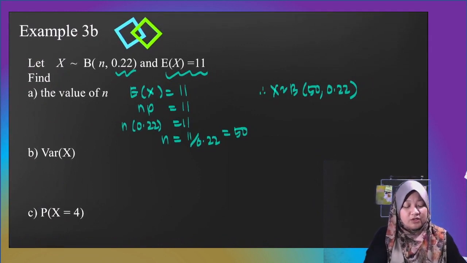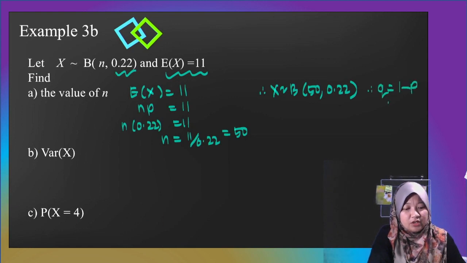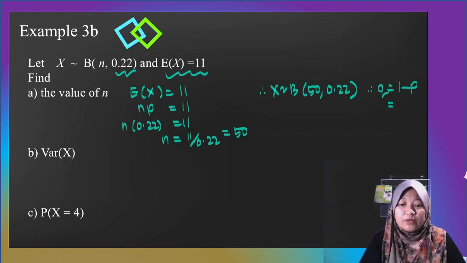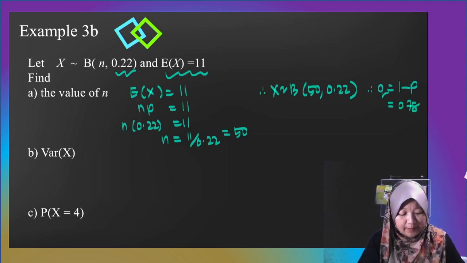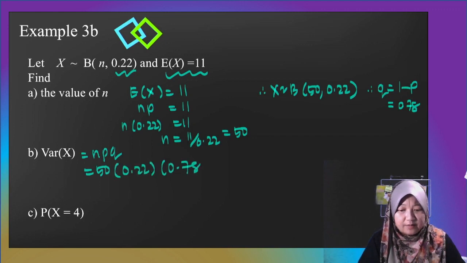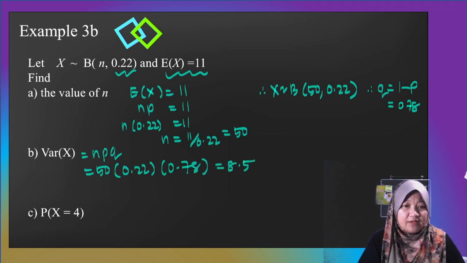Okay, so to find the variance, kita kena identify Q. Q is 1 minus P. So, Q here is 0.78. So, variance is NPQ. So, N is 50, P is 0.22, Q is 0.78. Then the variance is 8.58.